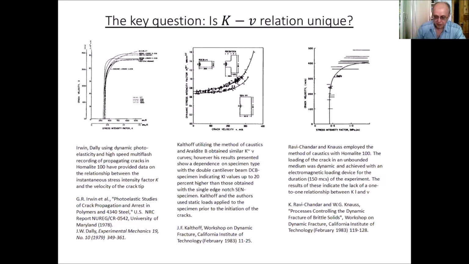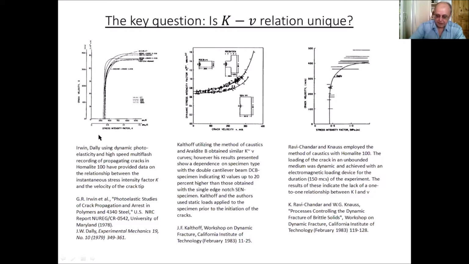First, on the left side, some scientists, like for instance Irwin and Berry, definitely support the existence of a unique KV relation. Using dynamic photoelasticity experiments and high-speed filming of propagating cracks in some materials like Homalite 100, they have provided data in support of that relation. And so this is the KV relation, like this one.